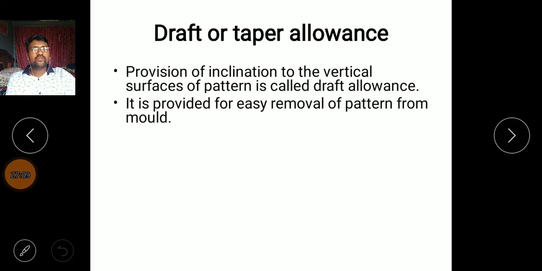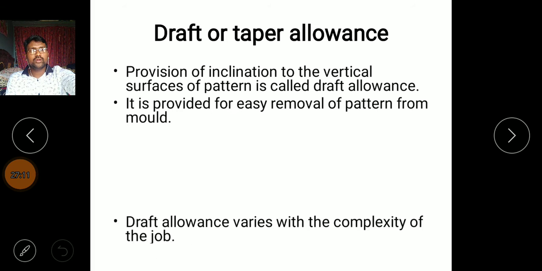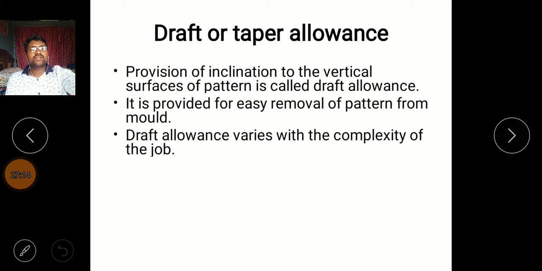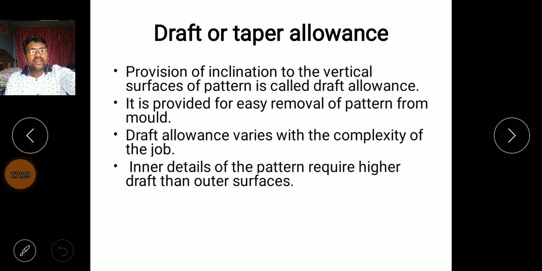It is provided for easy removal of the pattern from the mold. Draft allowance varies with the complexity of the job. If the complexity of the job is high, we have to provide more extra draft or extra dimensions to the ribs. Next, the inner details of the pattern require a higher draft than the outer side. On the outer side, we have to provide a draft like in this shape. In that case, the outer part has a small allowance compared to the inner side.